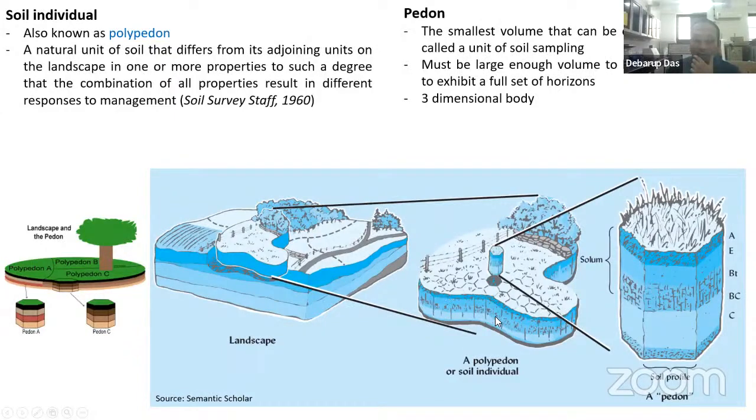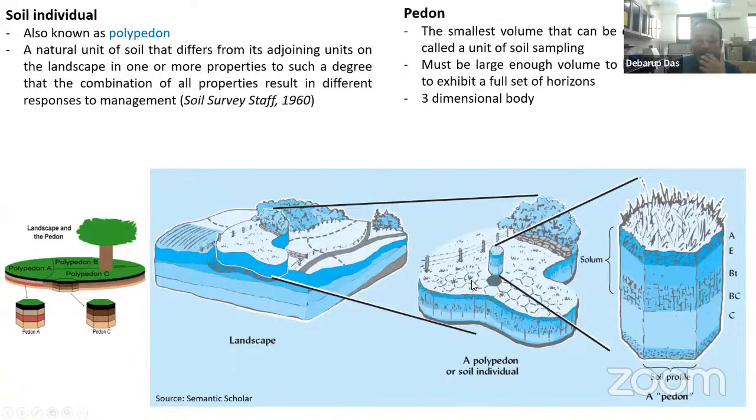So a soil individual basically is made up of a number of pedons, multiple pedons. So it is polypedon. Many pedons, polypedon. And within this soil individual, the characteristics are similar, not exactly the same. It cannot be exactly the same because you are not manufacturing it in a factory. These are being manufactured in nature itself. So slight variations are there, slight spatial variations.